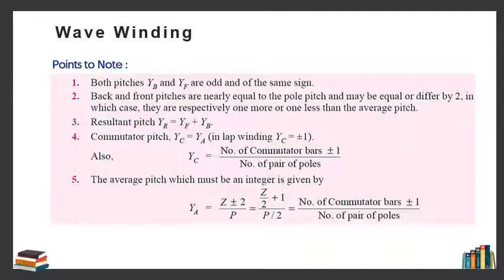Number 3, resultant pitch YR is equal to the sum of front pitch plus back pitch. The commutator pitch YC is equal to YA. In lap winding, YC is equal to plus minus 1. Also, YC is equal to (number of commutator bars plus minus 1) divided by number of pair of poles. Number 5, the average pitch, which must be an integer, is given by YA is equal to (Z plus minus 2) divided by P, which is equal to (Z by 2 plus minus 1) divided by (P by 2), which is equal to (number of commutator bars plus minus 1) divided by number of pair of poles.